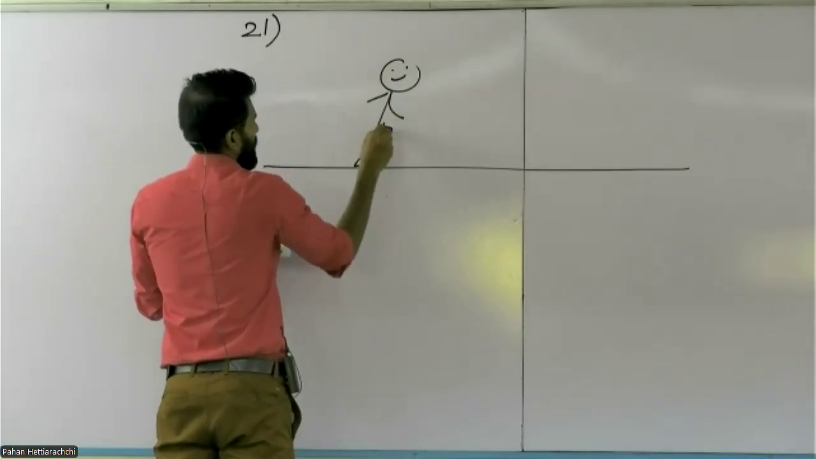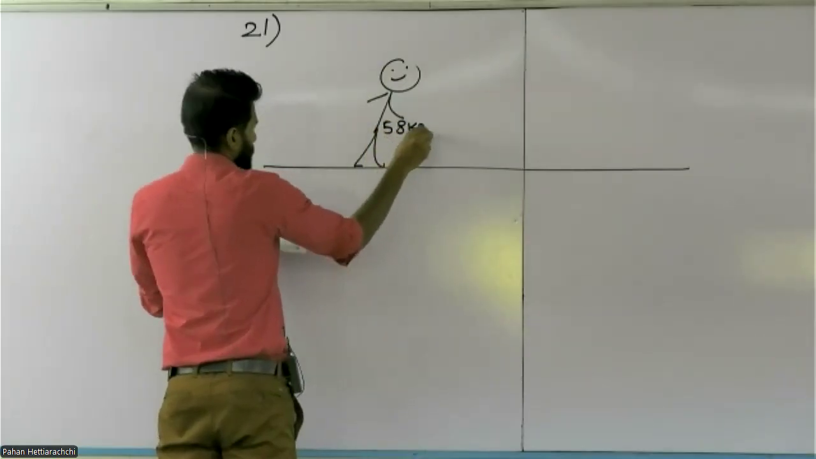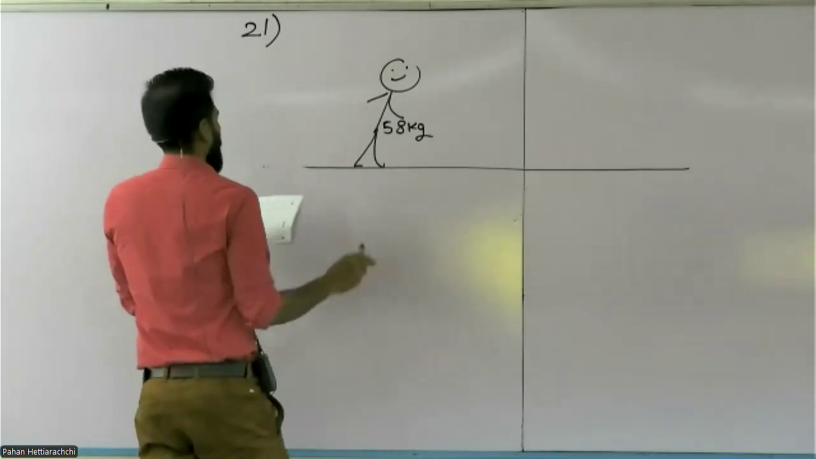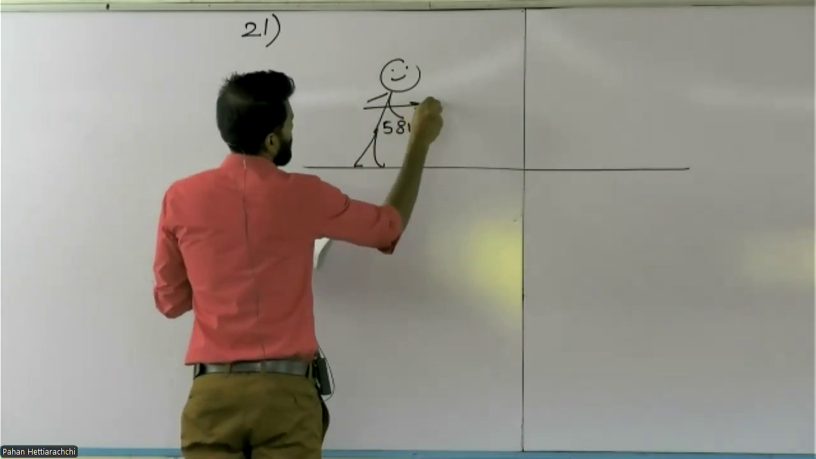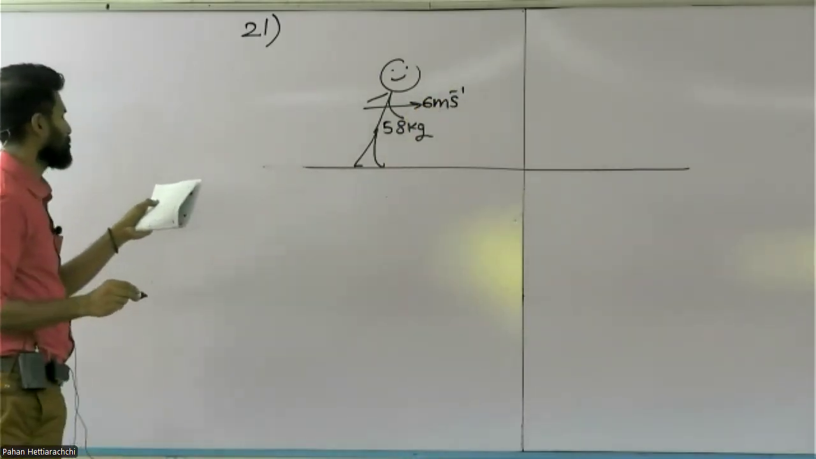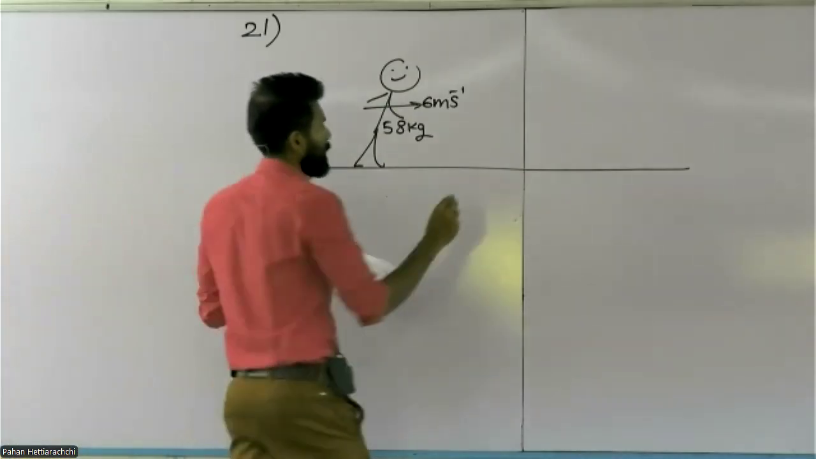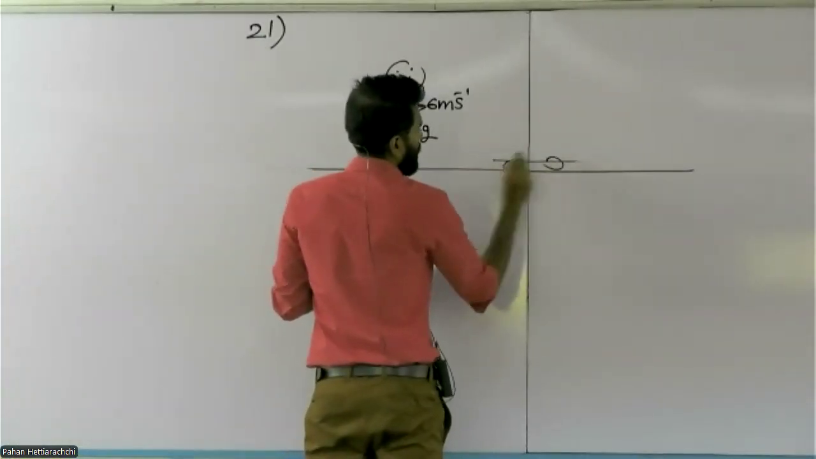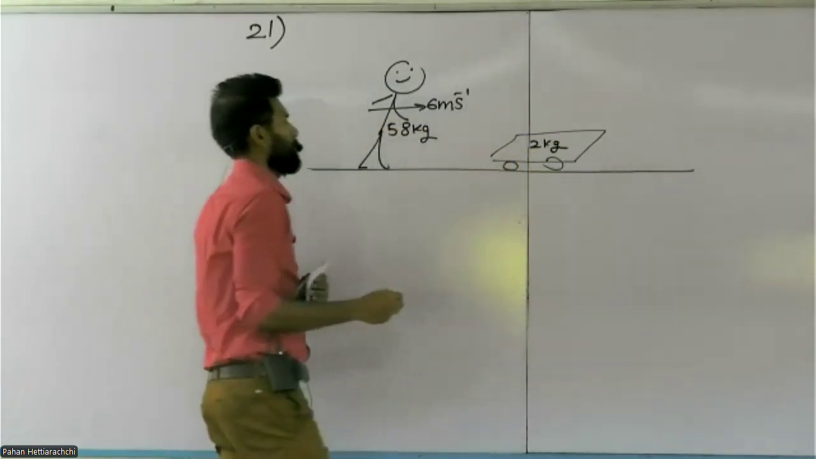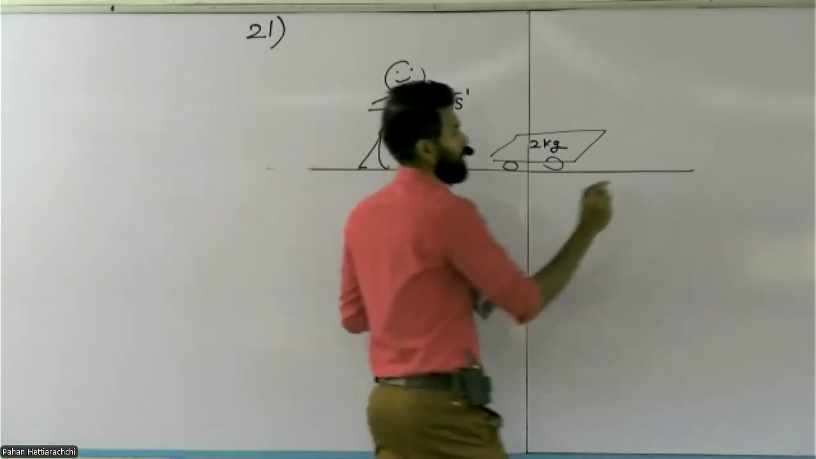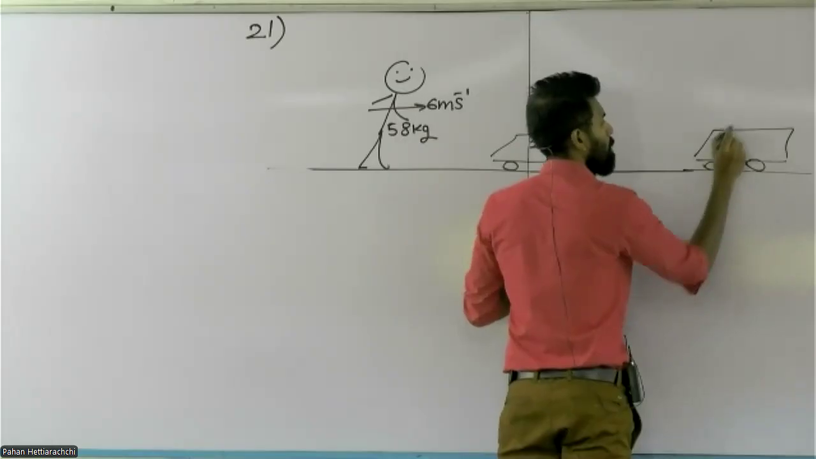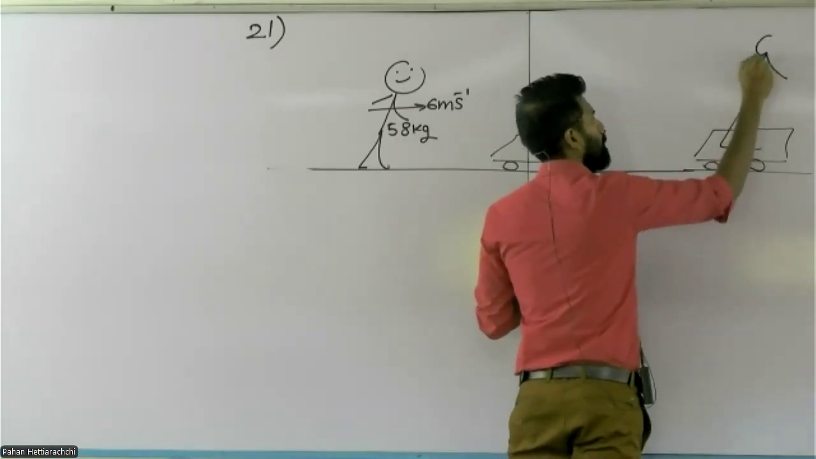There's the athlete with a mass of 58 kilograms. What happens? He runs at a velocity of 6 meters per second and jumps into a stationary trolley of mass 2 kg. And there's a stationary trolley with a mass of 2 kg. Then what happens? He jumps into the trolley. Now he is on the trolley.